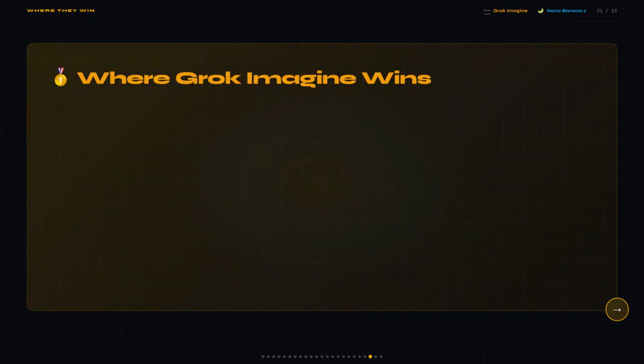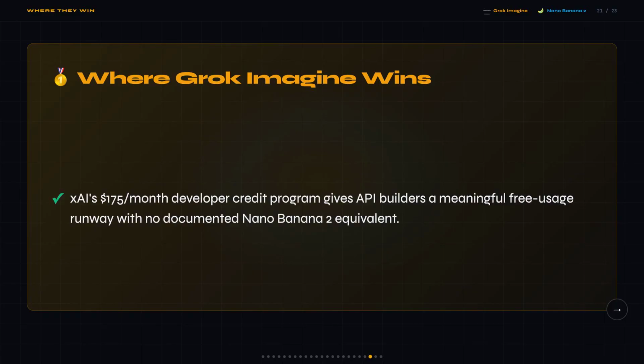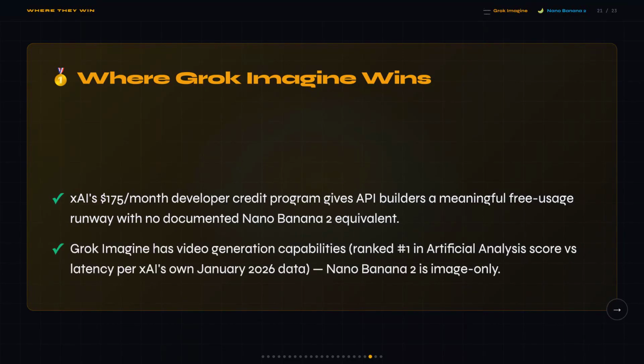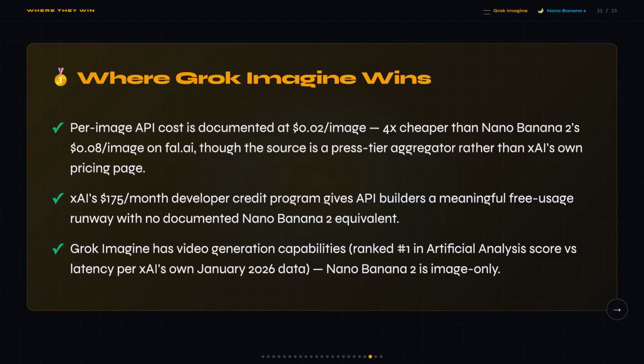So where does Grok Imagine actually win? Per image API cost is 2 cents versus Nano Banana 2's 8 cents. That's a 4 times difference per request. The $175 per month developer credit program from XAI has no Nano Banana 2 equivalent. And Grok Imagine includes video generation, which Nano Banana 2 just doesn't do at all. The speed mode and quality mode toggle also gives you explicit control that Nano Banana 2 doesn't document.